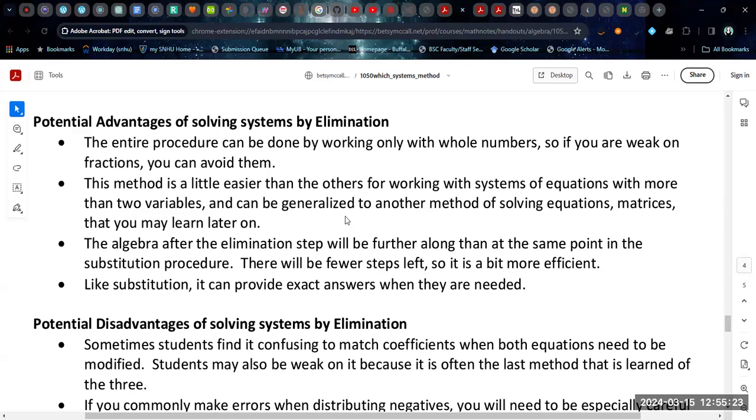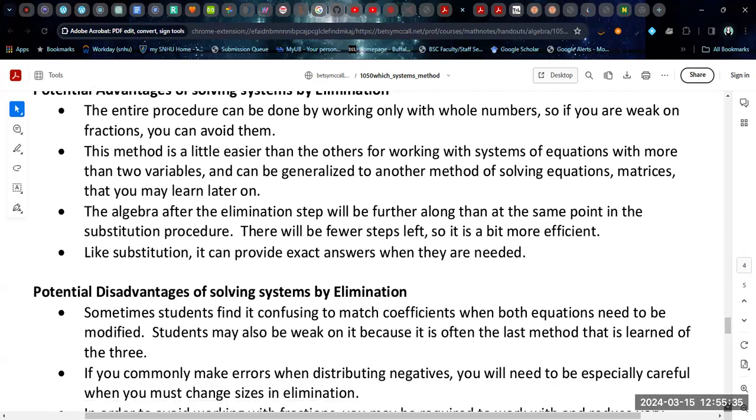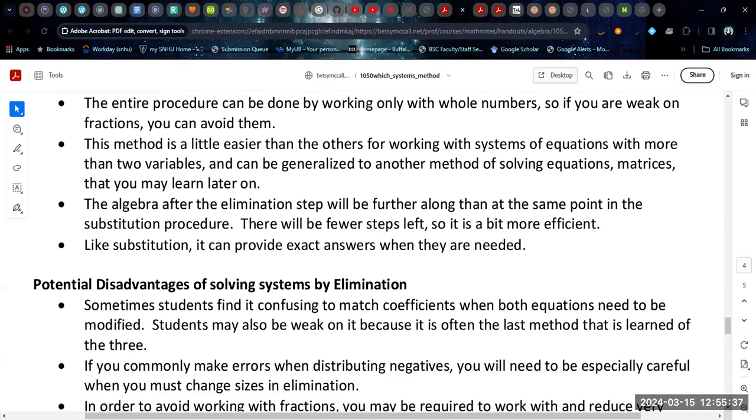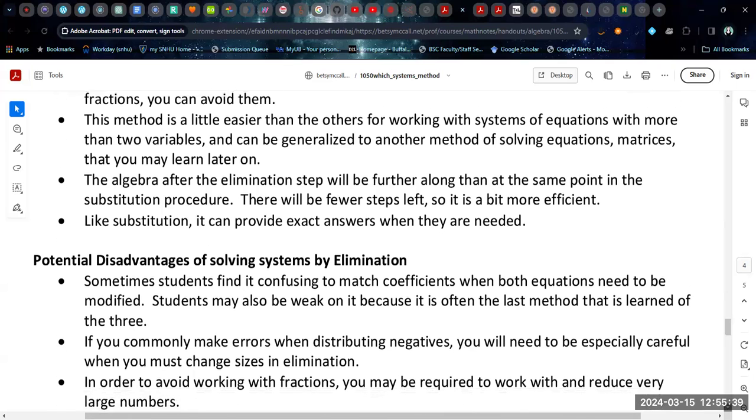This method is a little easier than some others for working with systems of equations with more than two variables. And it can be generalized to another method of solving equations involving matrices that you will learn later on in algebra.